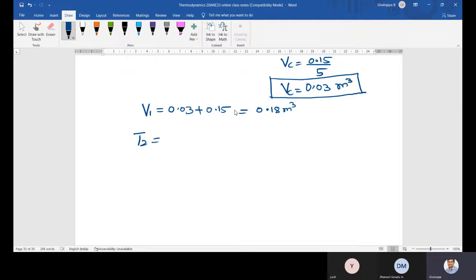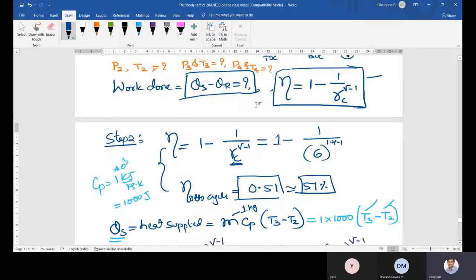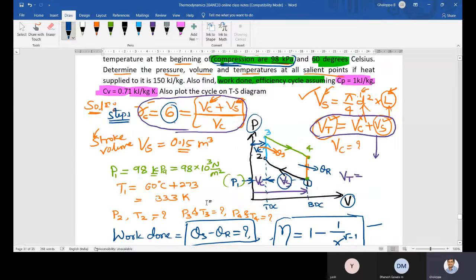So T2 is equal to T1 into total volume divided by V2. V2 is what? Clearance volume. V2 is equal to clearance volume. Why is it clearance volume? Look at the board. Here, point number 2. So at point number 2, here it is V2. Up to here it is V2. Here it is V2. V2 is equal to V3. Both are the same.